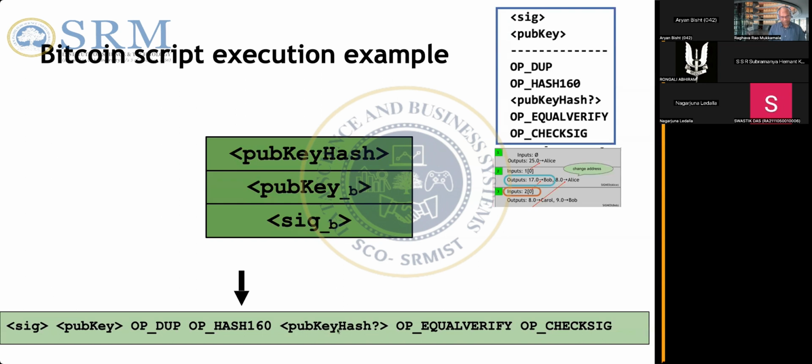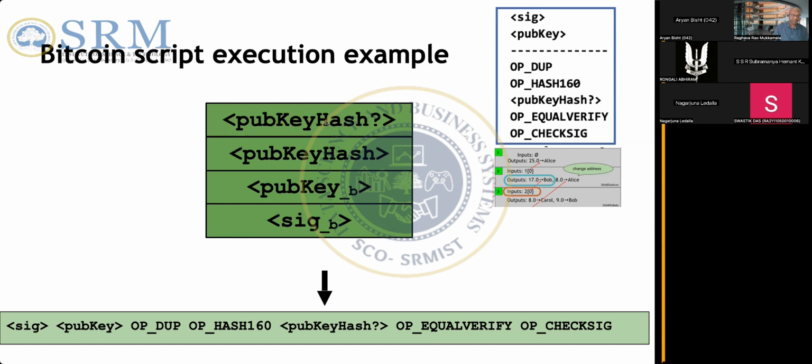So now we see the public key hash. Where do we get it from? From this one. So we simply copy that to the stack. So now you see the public key hash. And the next thing is OP_EQUALVERIFY, right?